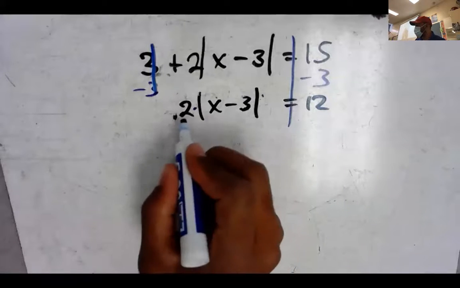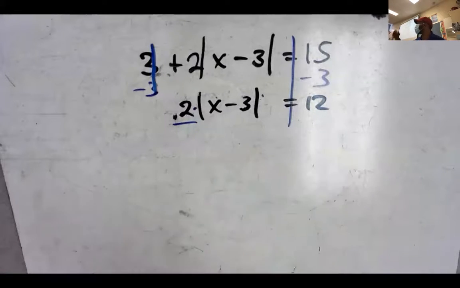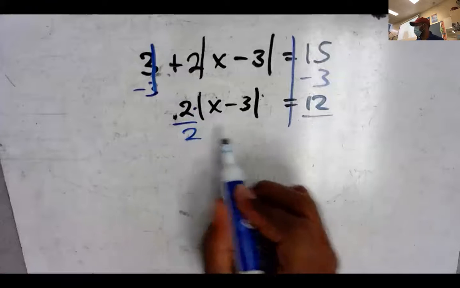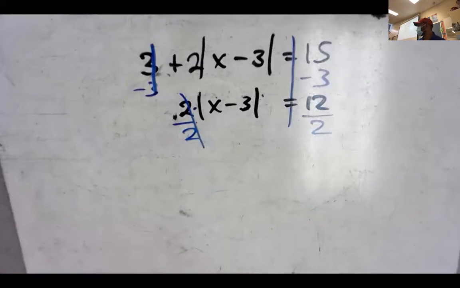So here, what I'm going to do is divide. Since it's multiply, I do the opposite. Divide both sides by 2. I will cancel this.